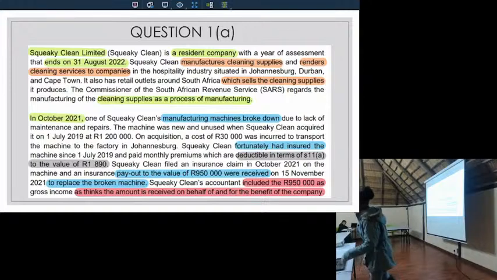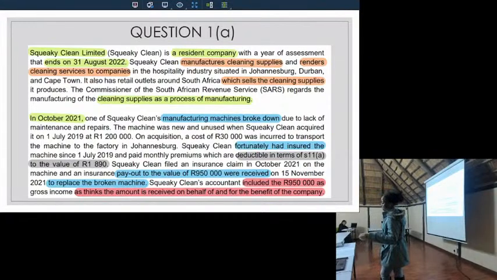Cool. So Squeaky Clean manufactures cleaning supplies and renders cleaning services to companies in the hospitality industry situated in Johannesburg, Durban, and Cape Town. So they were just telling us what they do, right? But I would have identified manufacturing as a trigger for an asset and an output. So if you went through your case laws, you would know that there's a case law that tells you what a tree is and what the fruit is, right?